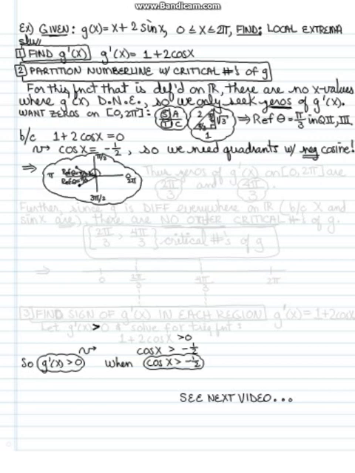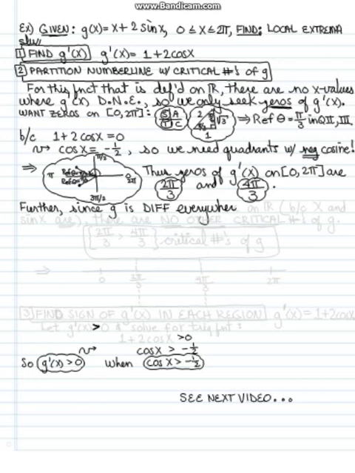Okay, how do you figure out what these angles are? Well, for the first one, I'm going to take pi and subtract pi over 3. And that means that my first zero of g prime of x between 0 and 2 pi is going to be 2 pi over 3. Then for the next one, I add pi over 3 to pi in the third quadrant, and I get 4 pi over 3.